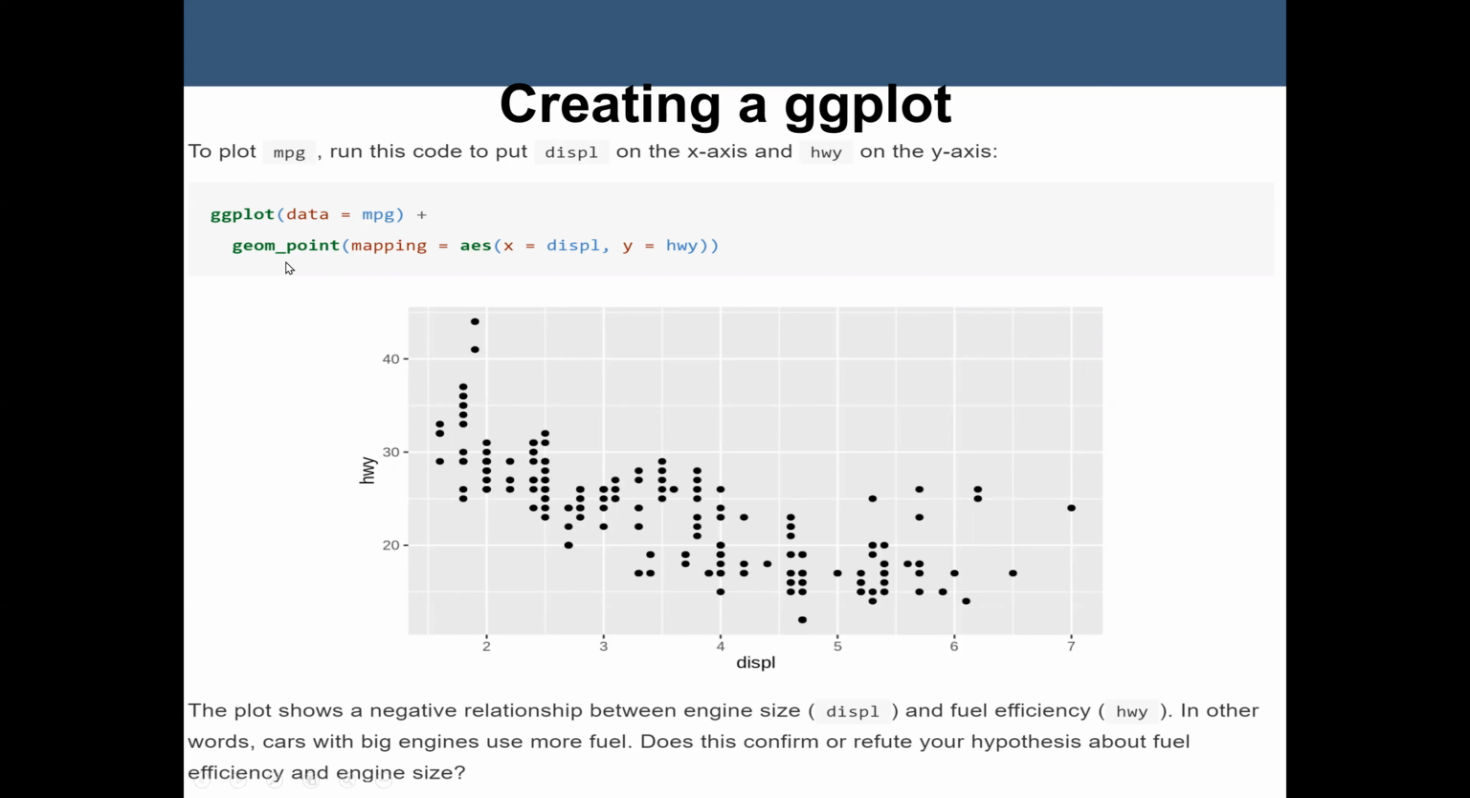Then we have geom_point. We will soon discuss what we mean by aes, which is the aesthetic, and this is one of the attributes, or the characteristics, of the graph. So for example, here we say X, which will be horizontal, should be the size of the engine, and Y, which is vertical, should be the fuel efficiency on the highway.